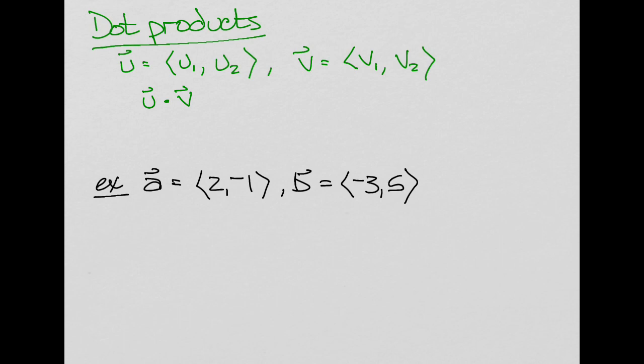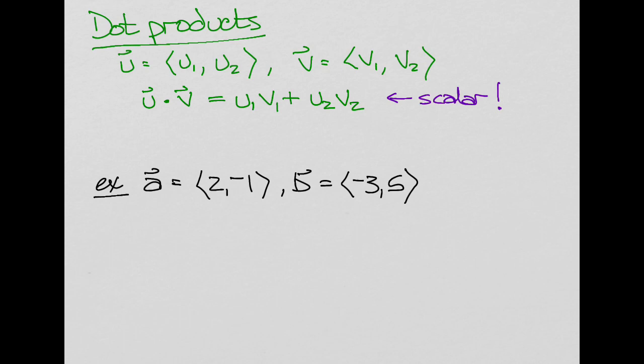Here's how we do it. We're going to do it component-wise. So this is u1 times v1. It's a product after all, so we're multiplying. And then we'll do u2 times v2, the second components, and then we're going to add those together. Which means the dot product is actually a scalar. That's just a number. It's not a vector. When I find the dot product of two vectors, the result is a single number, a scalar.